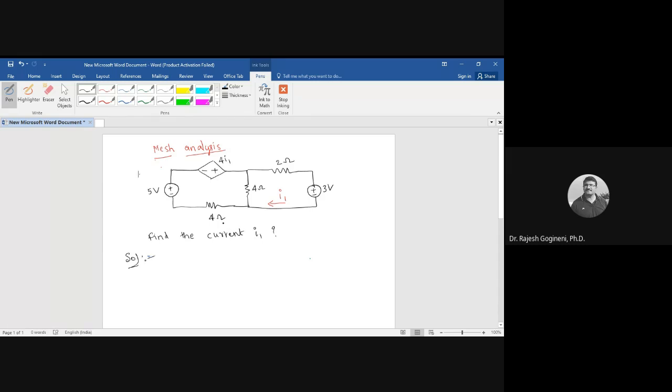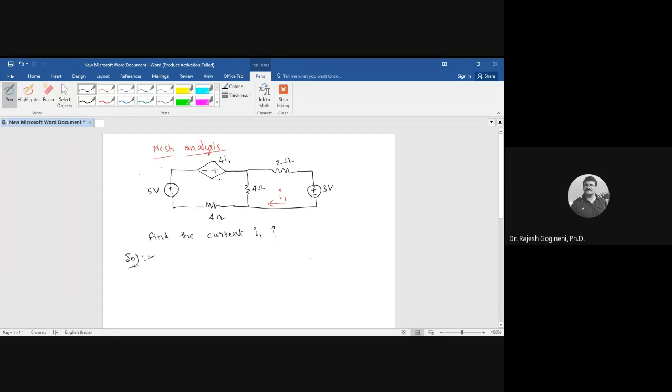So this is the problem to find I1 in the circuit. Did you observe any new element in the circuit which is not present in our earlier circuits? Is there any new element? Yes, dependent. Yeah, this is dependent, but specifically what is this source?